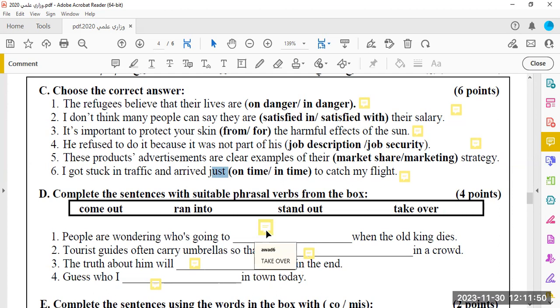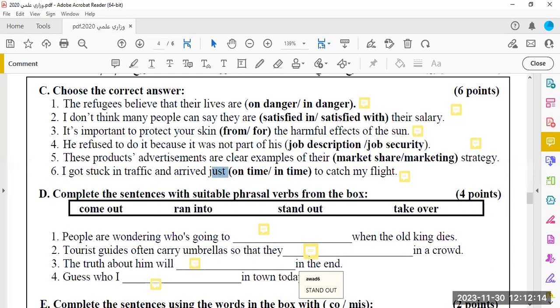Yes. Take over the king. When the king dies, someone has to come in his place. So take over means to replace. Now, Karam again and Taiba, hands up. Please go. Tourist guides often carry umbrellas so that they stand out in a crowd. Okay. Next one.